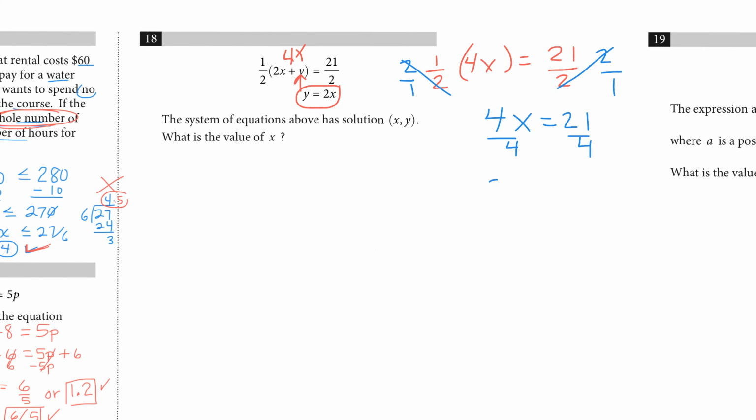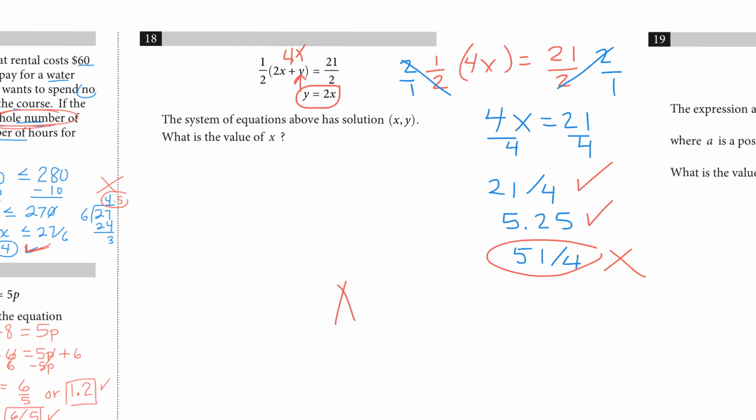So you could write the answer as 21 over 4, or you could write it as 5 1/4, but don't write 5 1/4. If you write 5 1/4, it looks like 51 over 4, and you know you should not use mixed numbers. This would be incorrect. 21 over 4 is correct, or if you like 5.25, that is correct, but not 5 1/4. So I'm just going to make a little note here.